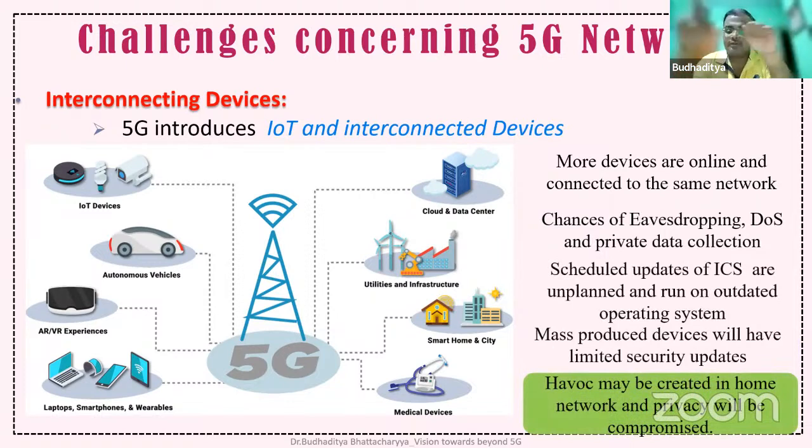So that is where havoc may be created in a home network, or privacy will be compromised, because you are working on a smart city, you are working with smart meters, you are working with smart vehicles, you are working with a smartphone. All our smartness will cease to exist if this kind of malware or process of intrusion happens. All right. So that is another concerning issue that needs to be taken care of.